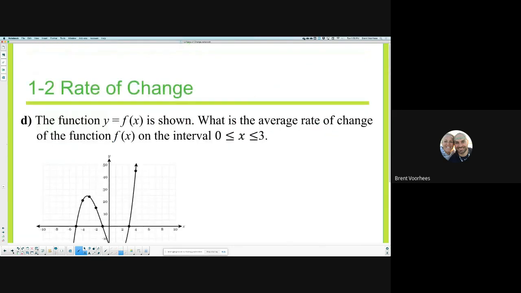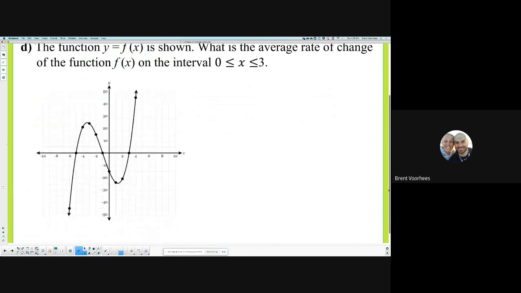All right, we have another graph. What is that? A secant line or a curve? Curve. It says the function is shown. What is the average rate of change? Also known as, how can we think of average rate of change? Slope. We want to know what's the average slope of the curve between 0 and 3.